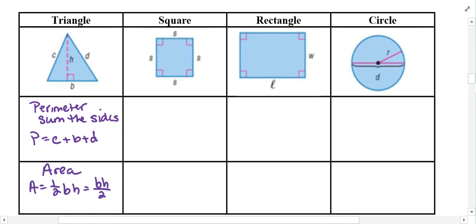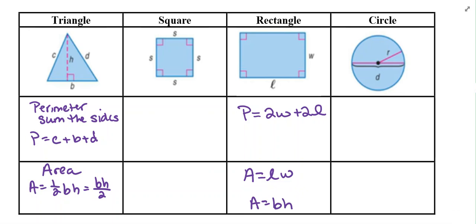We'll skip the square for a minute because a square is a special form of rectangle. For a rectangle, the perimeter would be 2 times the width plus 2 times the length, or you could have done width plus length plus width plus length. The area is length times width. Some of you know it also is base times height, because basically the length and width are the base and the height. For a square, it's a rectangle with all 4 equal sides. So the perimeter would be 4 times S, because you have S plus S plus S plus S. The area would be S squared.